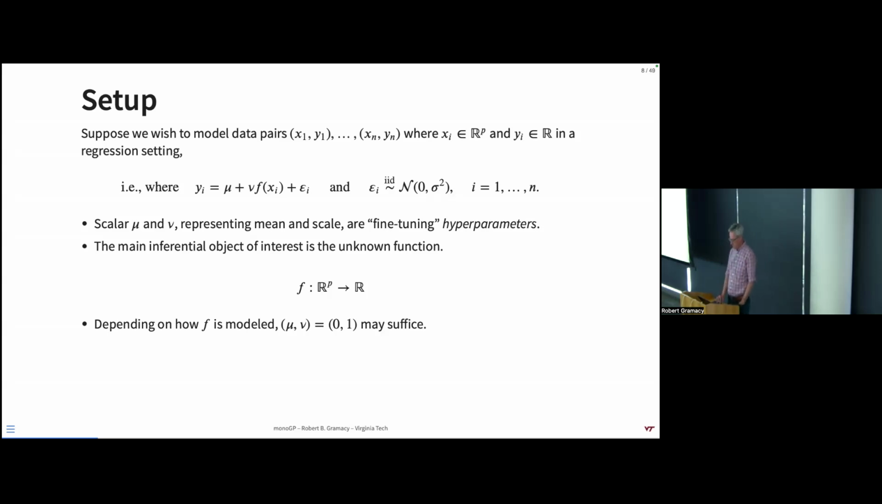The center and scale are not super important for this part of the talk. I'll use them a little bit later. So if it helps you think about it, you can put 0 for the center and 1 for the scale. And really the emphasis is on the unknown function f.